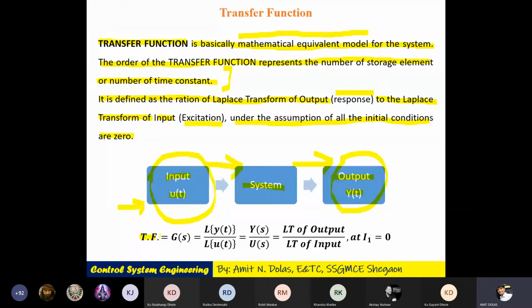So the transfer function, here denoted by g of s, is nothing but the Laplace transform of this y of t, which is in the time domain, divided by the Laplace transform of u of t, which is also in the time domain. S is the S domain; we'll see what the S domain is. So if we take the Laplace transform of the time domain, we get the S domain form. So capital Y of S divided by capital U of S is nothing but the Laplace transform of output to the Laplace transform of input, with all initial conditions equal to 0.